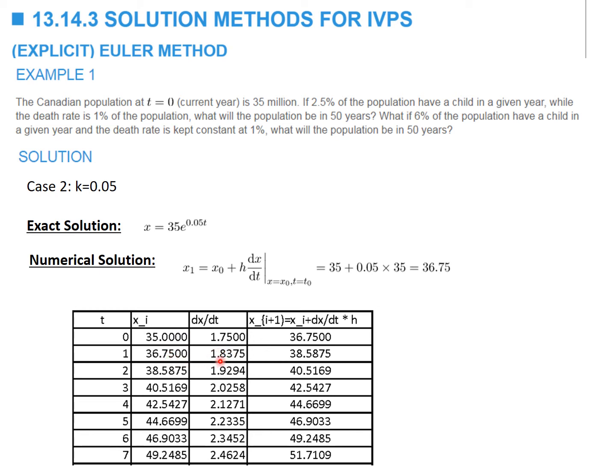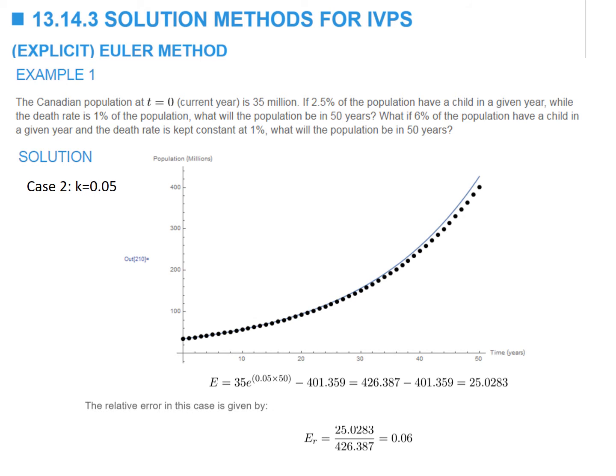dx by dt is now given by this value. x(i+1) will be equal to 36.75 plus dx by dt multiplied by h, which is 1, which will give me this value. And so on. I can fill the table. And finally, I can see the final value at the end is 401 million. When we evaluate the error, which is given by the true value minus the numerical value obtained using the explicit Euler method, you are going to find that the difference is 25 million.